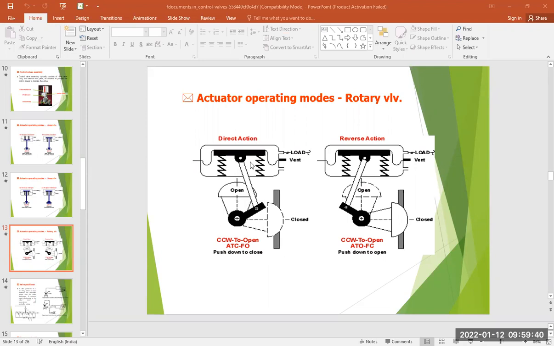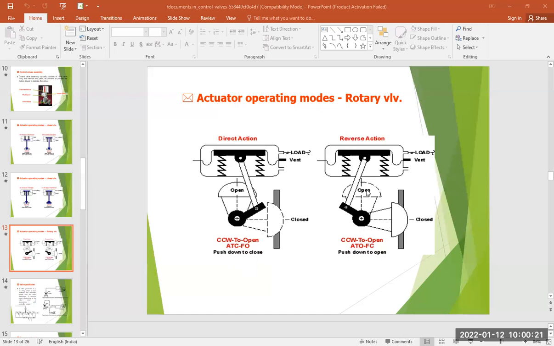This is the direct action, where a spring is attached here, and one lever is connected to the rotating device. When the device is in this position, it is the open condition, and when it is moved from this position to this position, that is called the closed operation. So this is direct action, and another one is reverse action. In this part you have to connect it either in this pattern or in the reverse pattern. So this is called CCW to open, ATC FO, that is push down to close.